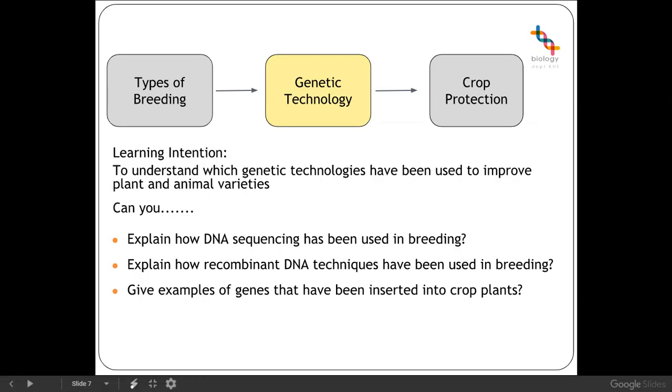So you should be able to explain that DNA sequencing has been used in breeding to identify organisms that have got the specific gene sequence you're looking for. That recombinant DNA techniques have been used in breeding to pass useful genes from species to species, inserting the genes from other species into crop plants in order to give them a particular advantage. And that some of the genes that have been inserted into crop plants are the Bt toxin gene or the glyphosate resistance gene, and both of those will help increase the yield of the crop without particularly harming their growth.